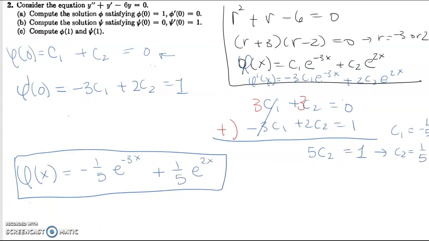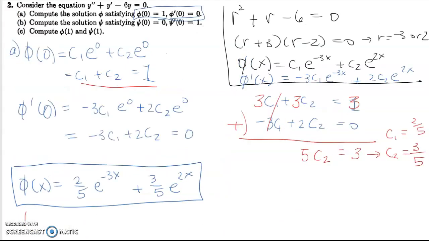Sorry about that. So let's go back here. Phi of 1 is going to be 2 over 5 e to the power of negative 3 plus 3 over 5 e to the power of 2. So this is our answer for E, well, the first part of E.